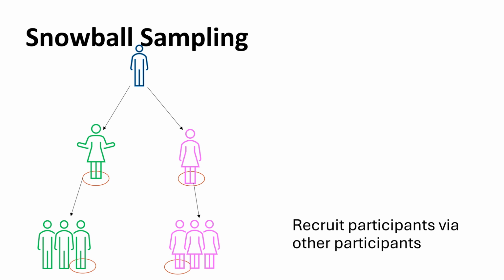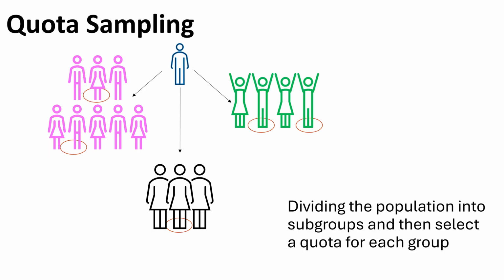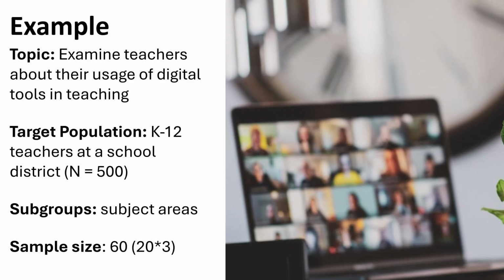This approach can be useful when the target population is difficult to identify or reach. For example, if researchers study school connectedness among students with disabilities, initial participants may help identify other students who meet the study criteria. Quota sampling divides the population into subgroups and then selects a set number of participants from each group. For example, if a study examines teachers' use of digital tools, the researcher may recruit a fixed number of teachers from different subject areas.